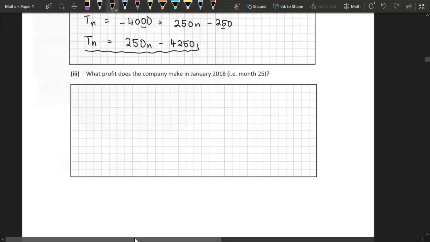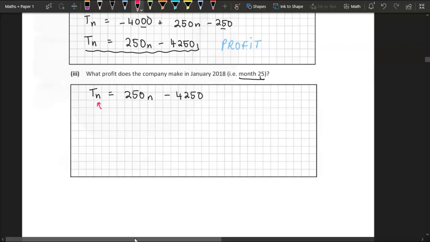In January 2018. So this is a formula for profit. So that's what we're going to use on the next line. So if we have Tn is equal to 250n minus 4250, it asks us what profit does the company make in January 2018, i.e. month 25.